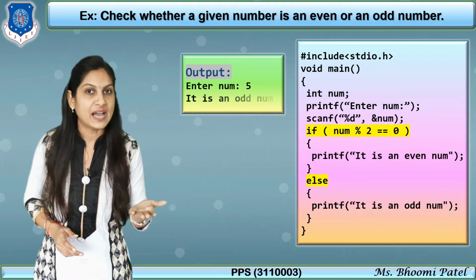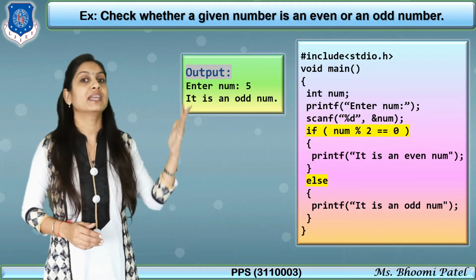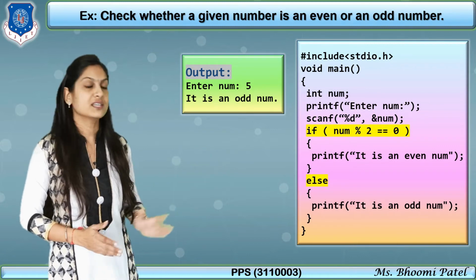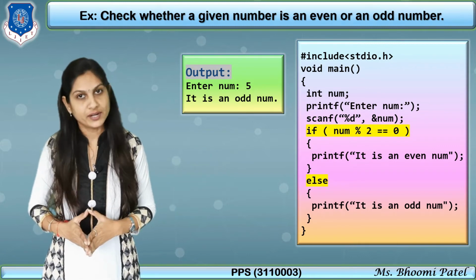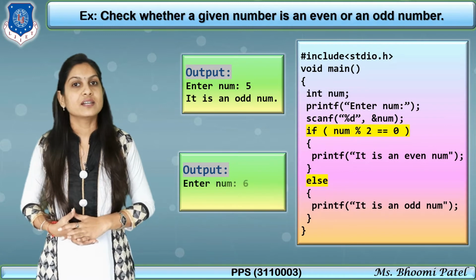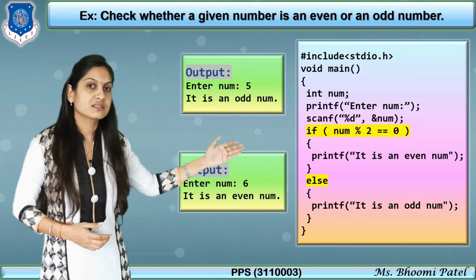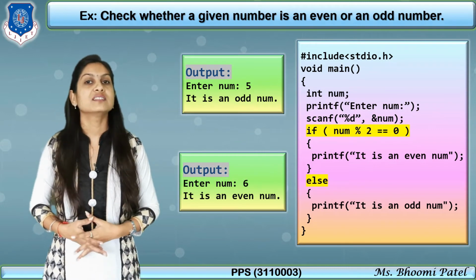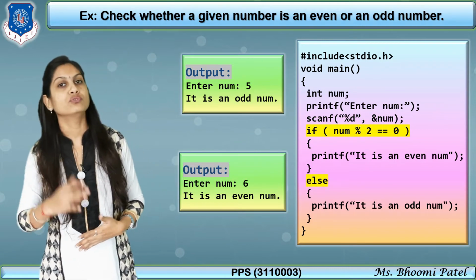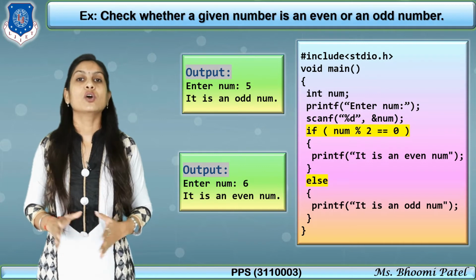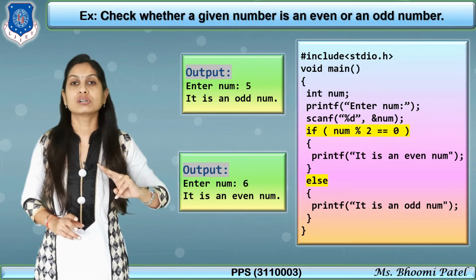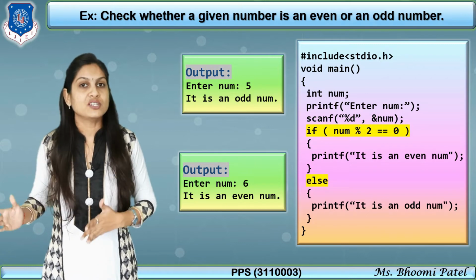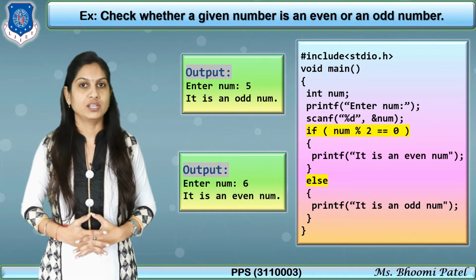If you enter 5, then our first condition becomes false, and it directly moves to the else part and the message will be displayed: it is an odd number. But suppose I enter number 6, then our first condition becomes true and it just prints the message, it is an even number, and moves to the next statements. I hope you understand these two concepts, simple if and if else, very well. Also we can do the practical for these two.